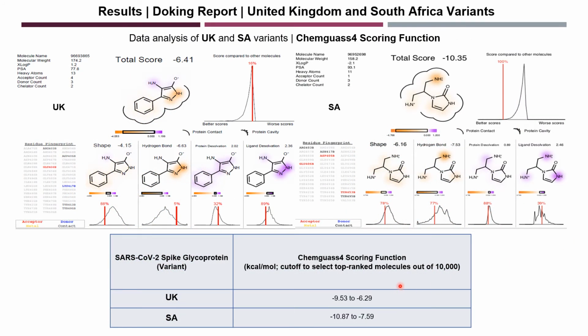As it can be seen in this table, 10,000 small molecules for each model out of the 4.3 million were selected using the CheMOS4 scoring function and ranging between -10.8 and -6.29 kcal per mole, including both UK and SA models. As an example, here the main interactions of the small molecules selected for the UK and SA variants and the CheMOS4 scoring function energy decomposition distributions are shown. In addition, visual inspection of these small molecules was conducted to select the top-ranked compounds to be tested experimentally using the SARS-CoV-2 spike pseudotyped lentivirus assays.